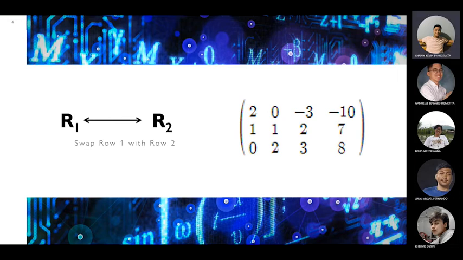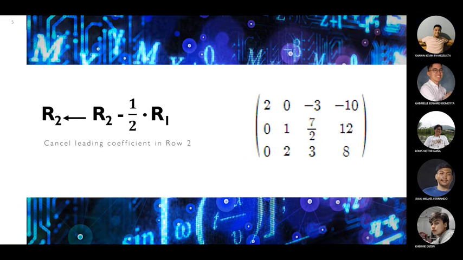Swap row 1 with row 2. In this example, row 1: 2, 0, negative 3, negative 10. Row 2: 1, 1, 2, 7. Row 3: 0, 2, 3, 8. By performing R2 minus 1 half times R1, we cancel the leading coefficient in row 2. So in row 2, we have 0, 1, 7 over 2, and 12.